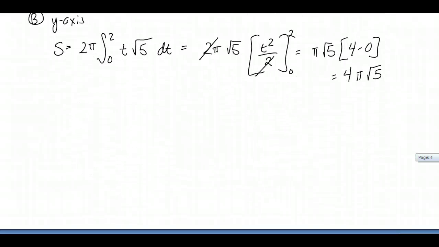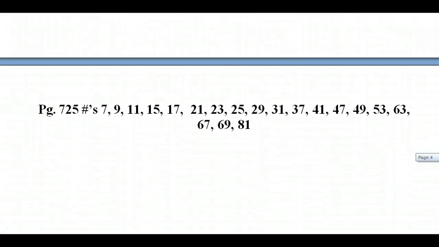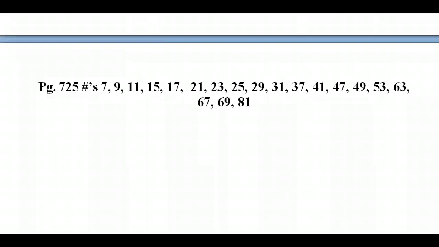So that's your parametric equations with calculus. And the last two sections, so sections 2 and 3, dealt with parametric equations. And moving on from here, the last 3 sections, 4, 5, and 6, will deal with polar. Here's your assignment. Good luck. It's all good stuff here.